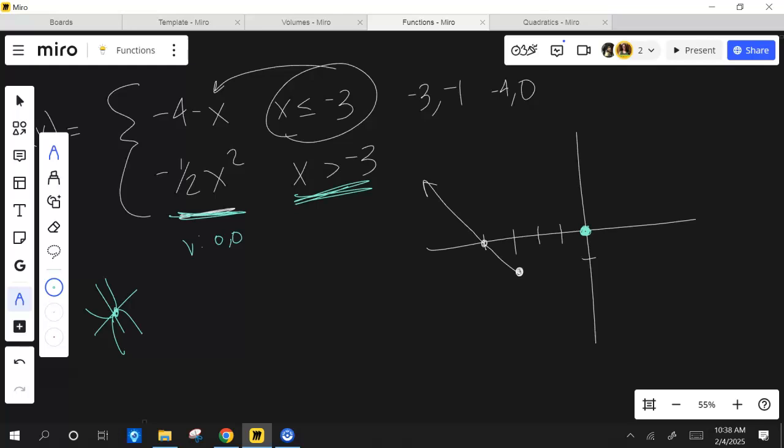That's not your first point. Just wait just a second. That's my vertex. But hold on. Hold your thought for just a second on the vertex. You don't even have to plot it now if you don't want. Okay. I'm going to plug this in.